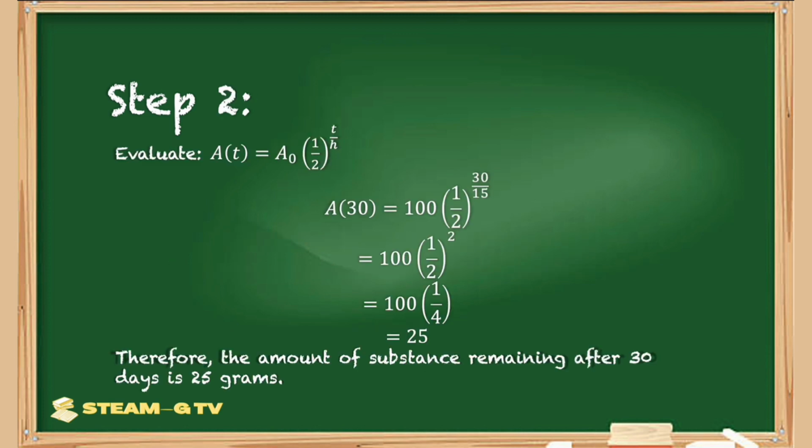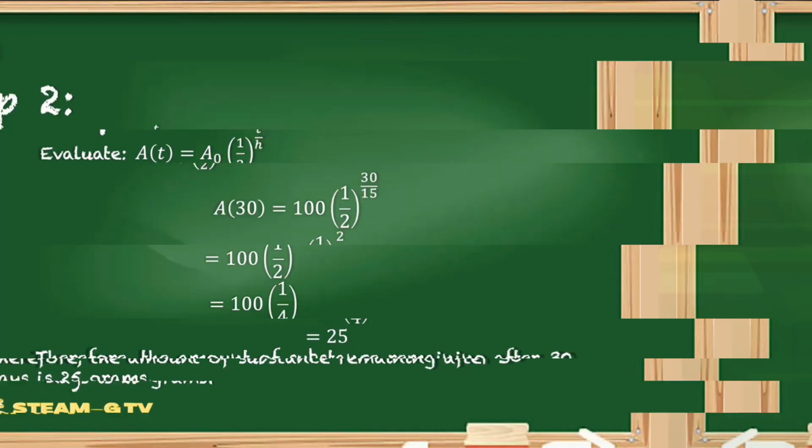The second step is to evaluate A(t) equals A0 times 1 over 2 raised to the power of t over h. Through substitution, we can then have A(30) equals 100 times 1 over 2 raised to the power of 30 over 15. 30 over 15 can be simplified to 2. That is why we have 100 times 1 over 2 raised to the power of 2. 1 over 2 raised to the power of 2 is equal to 1 over 4. 100 times 1 over 4 is then equal to 25. Therefore, the amount of substance remaining after 30 days is 25 grams.